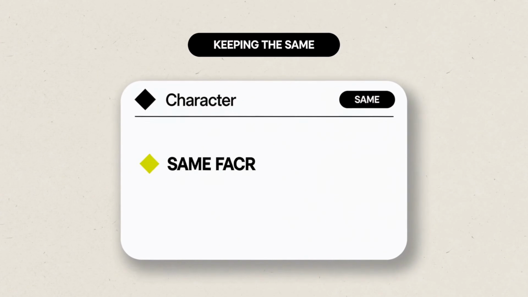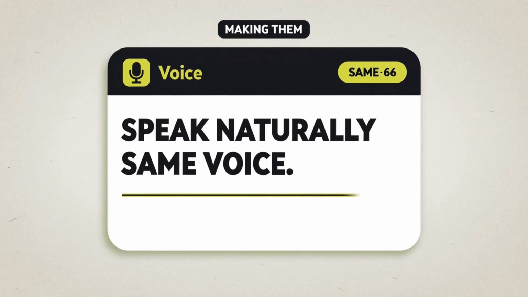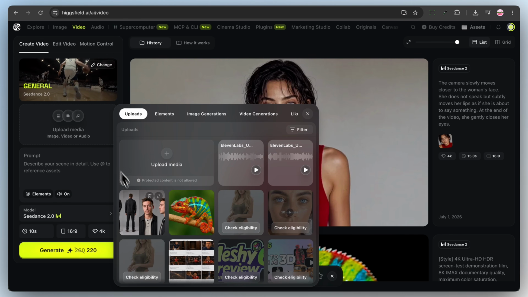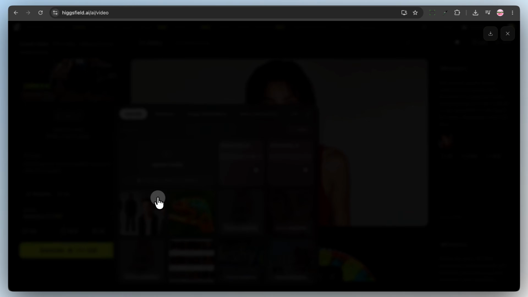But here's where most AI video models usually start to struggle. The real challenge is keeping the same character consistent while making them speak naturally with the same voice throughout the scene. So that's exactly what I wanted to test next. For this example, I recreated one of those viral videos you've probably seen all over social media.